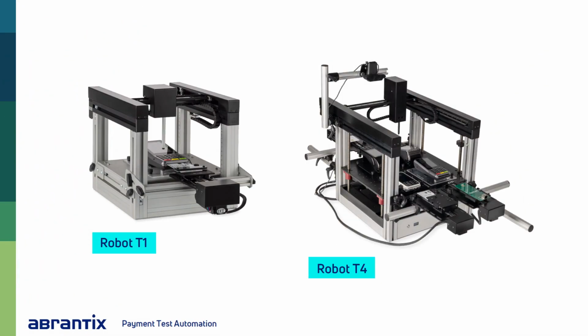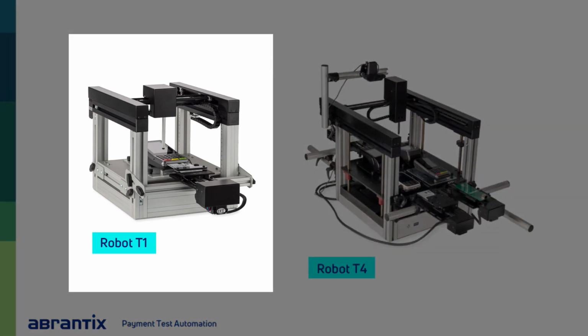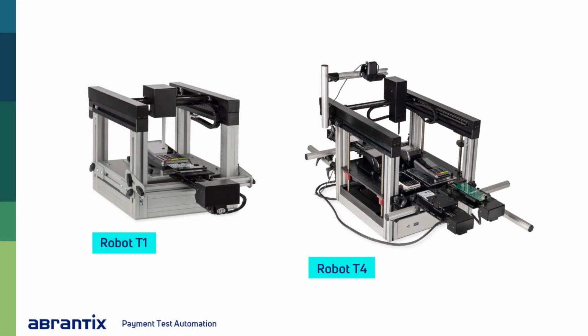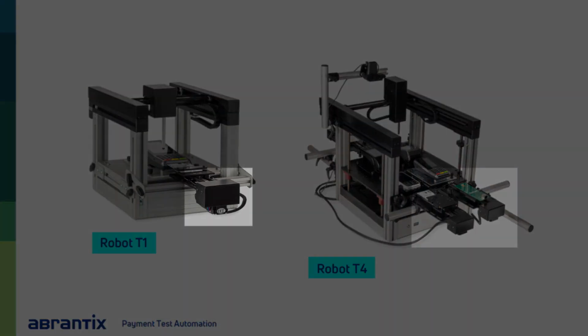Now the robot, that's really what you came to see. They come in two flavors, T1 for one terminal and T4 for four terminals. It comes with a built-in camera to see what's happening and take pictures of the screens and the receipts. There's a little robot that inserts and removes a specific card if you're always using the same one, or the probe from a multiplexer or some other testing tool.